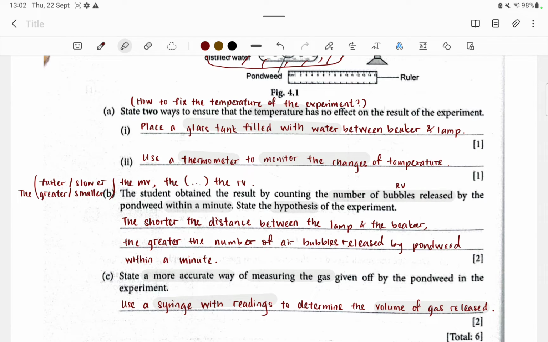Okay. So 1 mark over here, 1 mark over here. And then for B, 1 mark is shorter and then MV, greater and then RV. Okay.